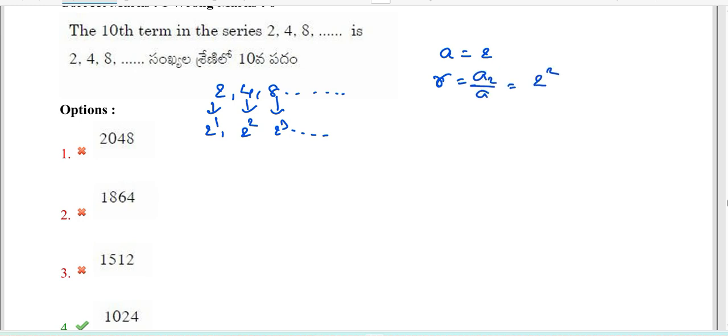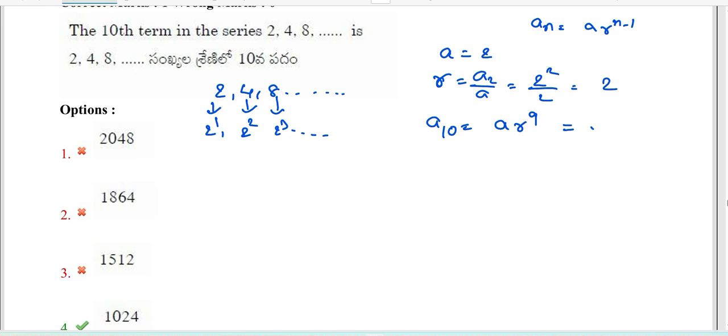The second term is 2 square by 2, that is 2, we will get. And what we are asked to find out is the 10th term. What is the nth term formula of a GP? That is a into r to the power of n minus 1. Here the 10th term is what? a into r to the power of 10 minus 1, that is 9.